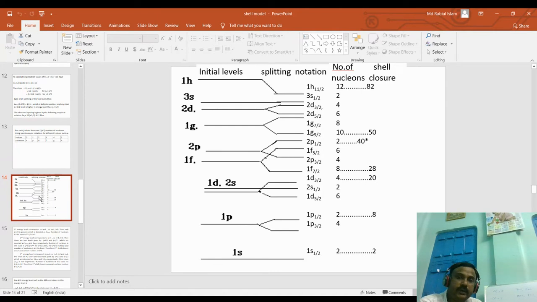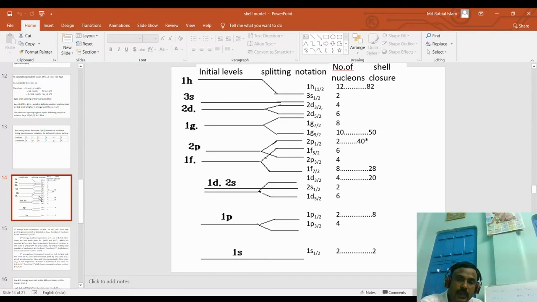Now the 1f state, f is L equals 3. So for L equals 3, we have J values 7 by 2 and 5 by 2. But 1f 7 by 2 has lower energy and 1f 5 by 2 has higher energy. So these two states are split. So 1f 5 by 2 goes up and 1f 7 by 2 goes down. And in the same way for L equals 1, the 2p state, the J values are half and 3 by 2. So 2p half goes up and 2p 3 by 2 goes down.